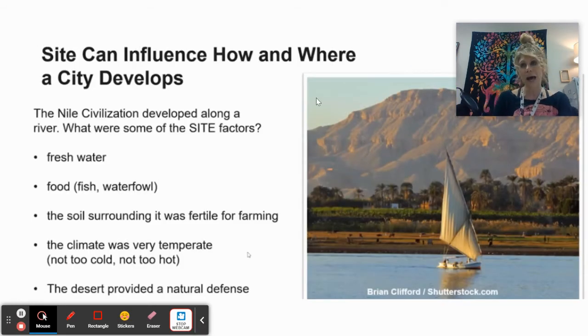First, for site, the Nile civilization is what we talked about in class. And these are specific site features for the Nile civilization. Why it was so successful is because fresh water was available there and plenty of food, and the soil and the climate were great for farming. And even though there was a desert nearby, the way they benefited from that is it served as a protection from invasions and such. Okay, so that again is an example of site.